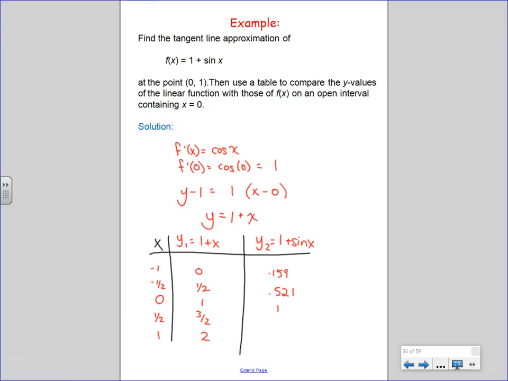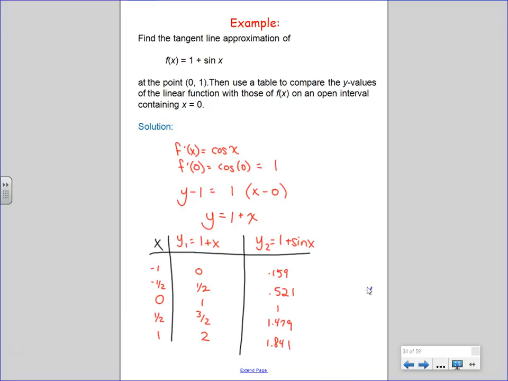Plug in 1/2, not 3/2. 1.479. Not too shabby, right? Would we have guessed those right values for sine of x? Probably not. But just by plugging it into a quick tangent line, as long as it's close to the point of tangency that I know for sure, I'm good. I'm golden. I'm ready to go. And then sine of 1, 1.841.